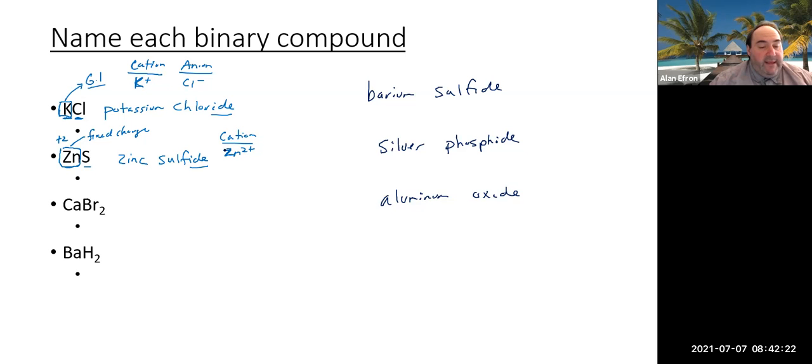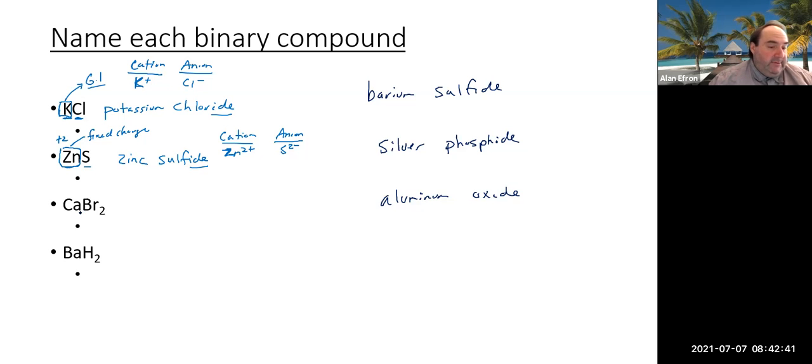So the formula of the cation would be what I just wrote there. Again, it has the charge because it's an ion. And the formula of the anion in this case would be a sulfur with a -2 charge. Again, +2 -2 when we put it together gives us ZnS, no charge.